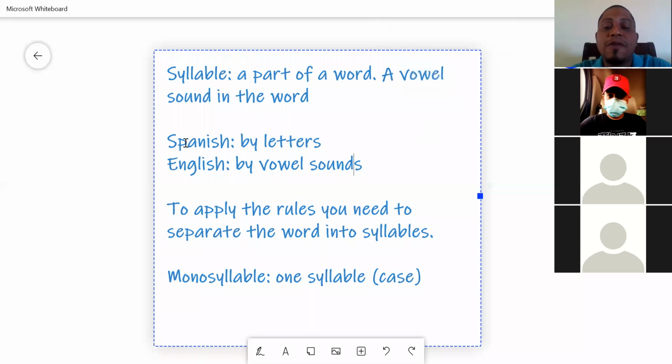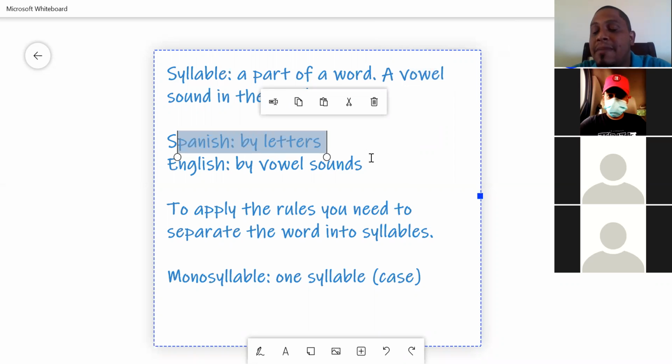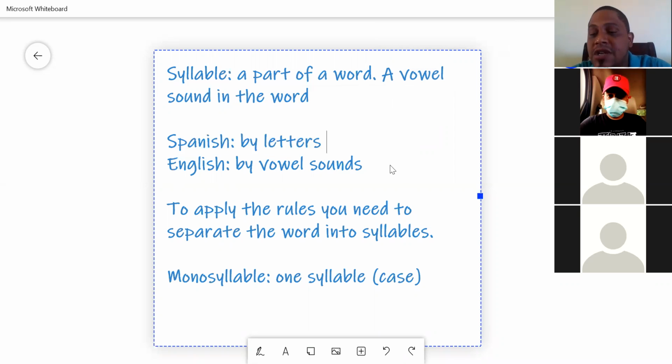Okay, now don't forget, in Spanish, we normally divide by letters, like the combinations of a consonant and a vowel. But in English, we do it by sounds. So for you, if I give you a word, before you apply the rule, you need to tell me how many syllables you have, okay? Whether it's 1, 2, 3, 4, 5, and then you apply the rules.